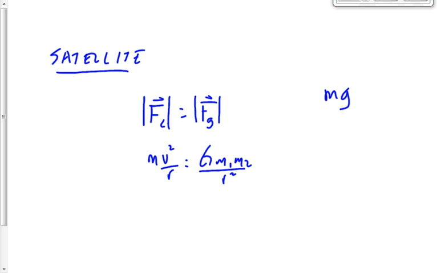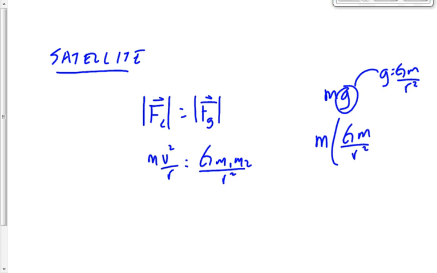But look at what would happen if you did. If we said g is equal to Gm over r squared, we would say m times Gm over r squared. This would be mass 1. This would be mass 2. We'd end up with the same thing. So it would kind of defeat the purpose. We might as well just say right off the top, Fc is equal to Fg, mv squared over r is equal to G m1 m2 over r squared.